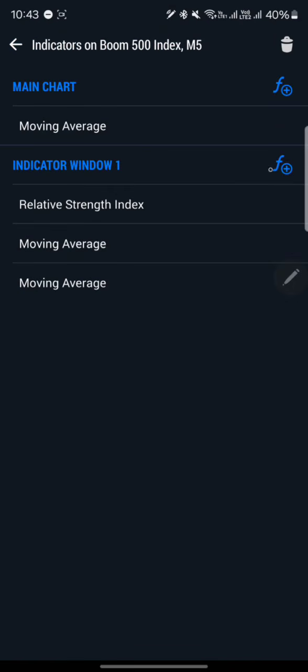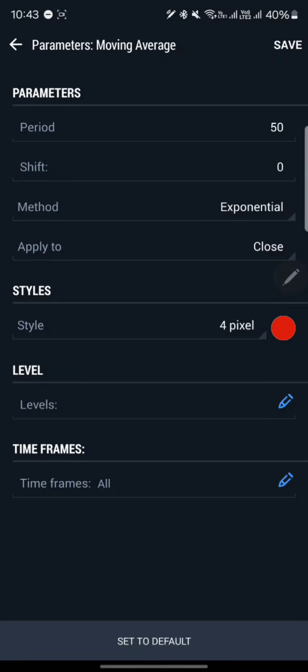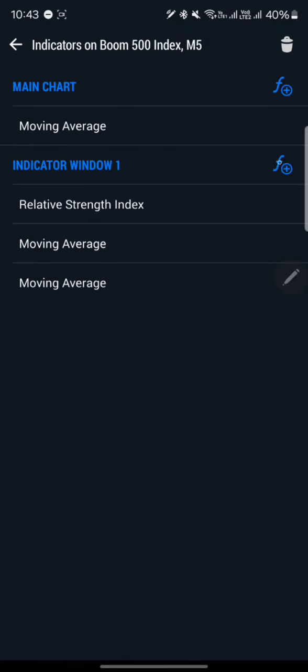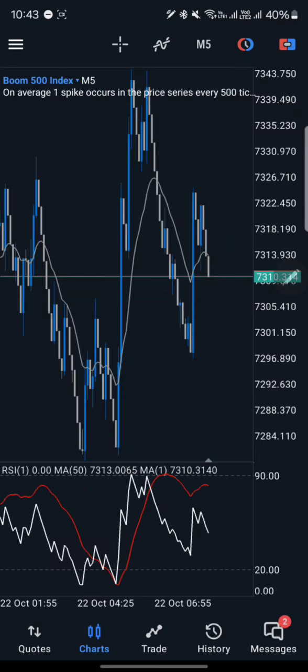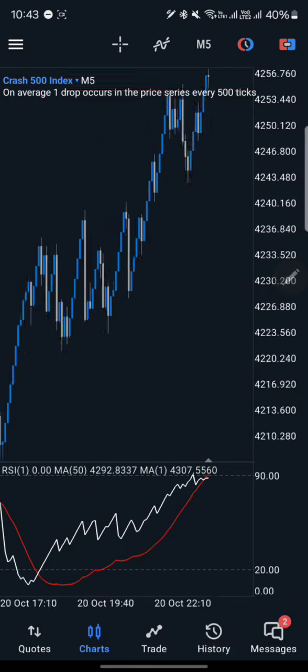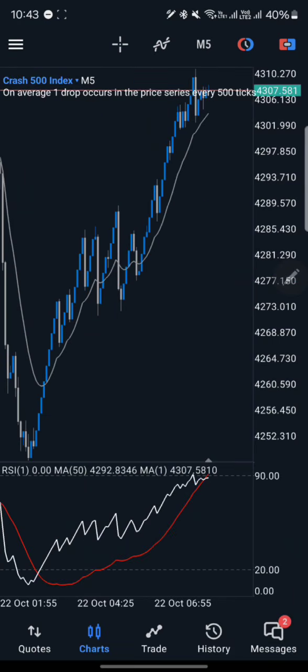Then you're going to go on indicator window 1 on the F plus over there, and you're going to add a moving average. Same settings, we're just going to change the period to 50 instead of 15, and you're going to change the color. Then you're going to click on the F plus icon again, and then you're going to add another moving average. This one you're going to make 1, and you're going to change the color over there, and then your chart should look like this. And then you can go ahead and take the trades.